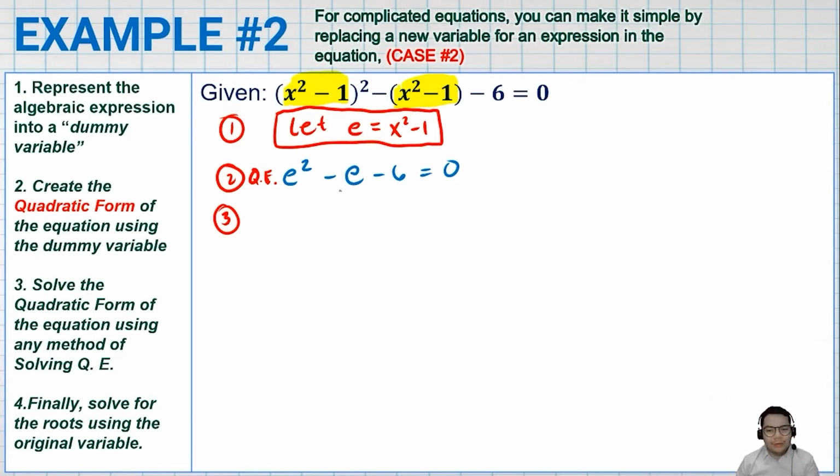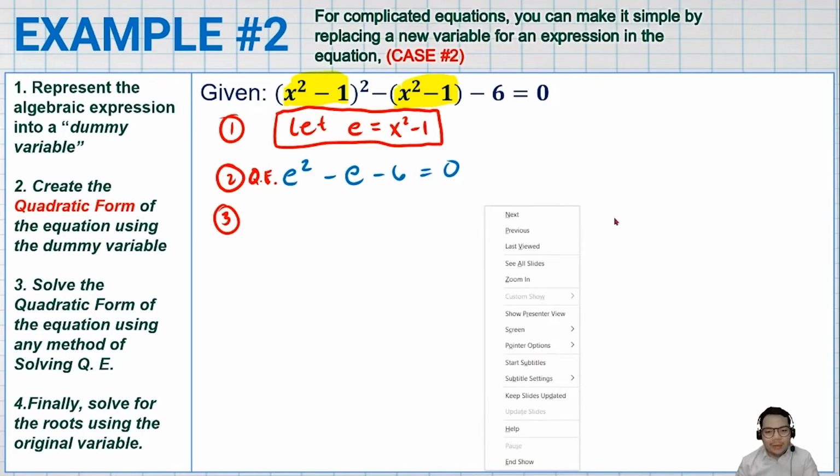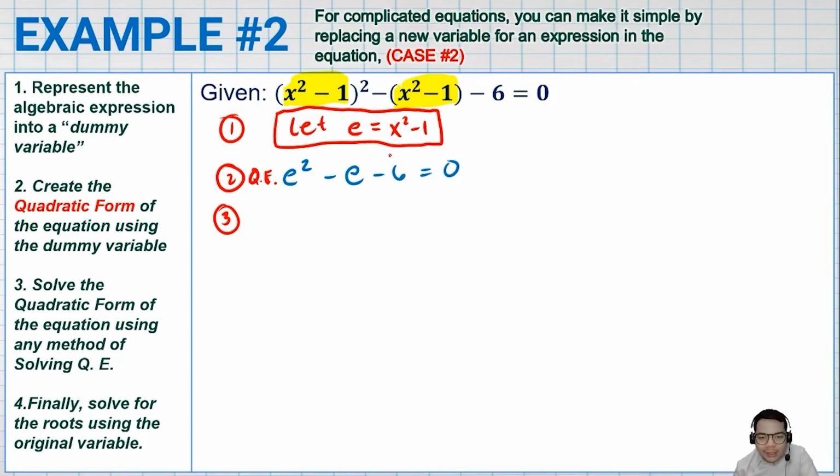So, once again, from this quadratic form, I will use factoring para mas maigsi yung ating equation. So, ano kaya yung factors natin na merong product na -6 and then sum na -1. So, lagyan ko ng 1 dyan para hindi nakakalito. So, we'll be having factors. Yan. Factors ni -6 na may sum na -1.